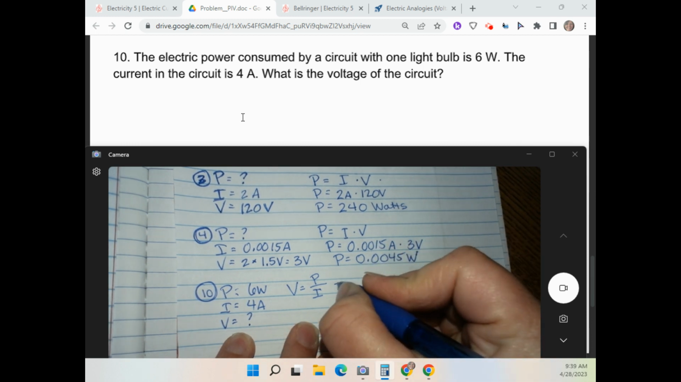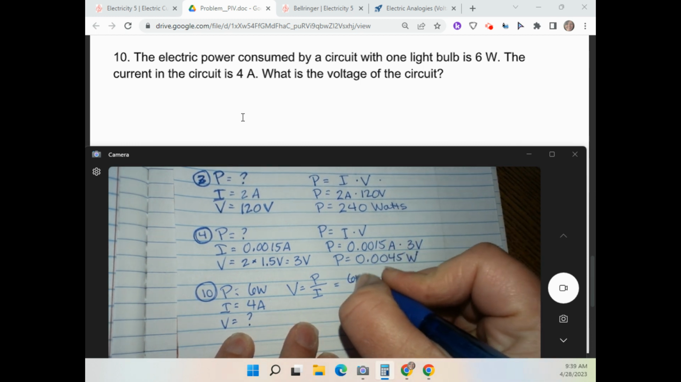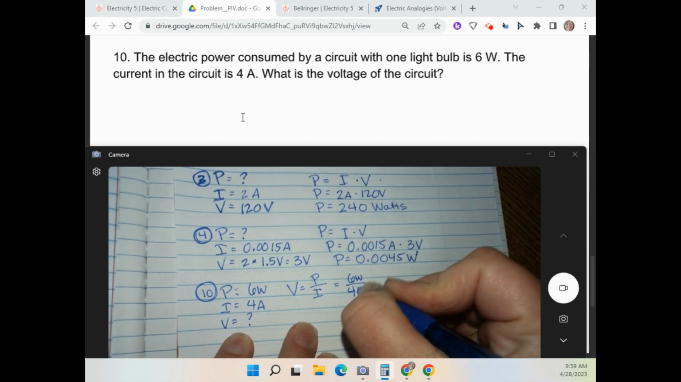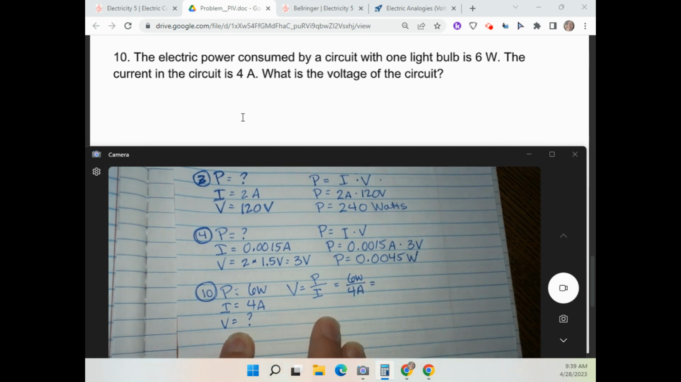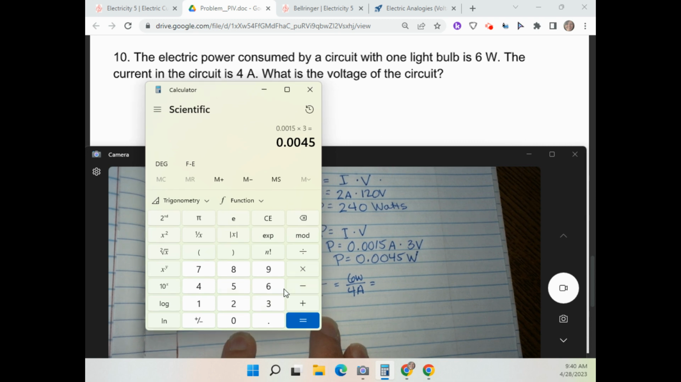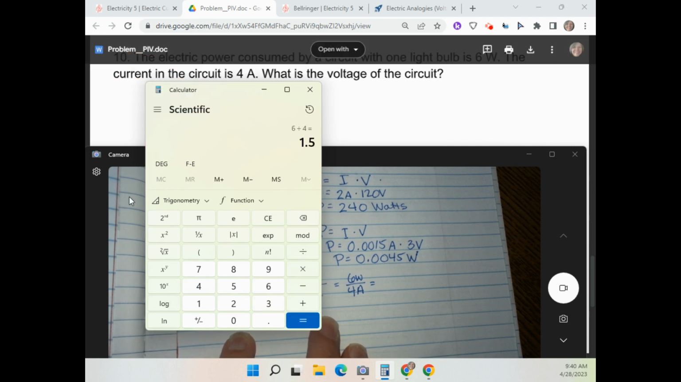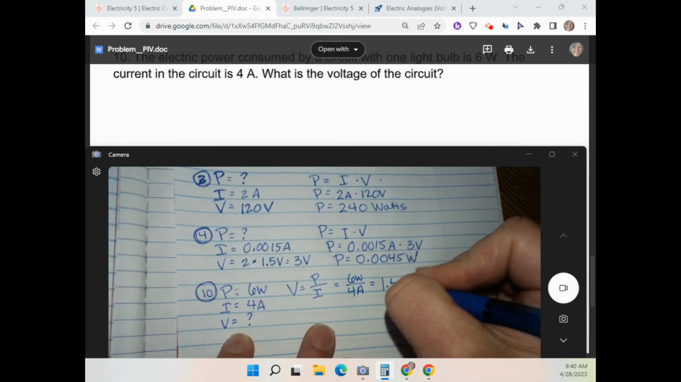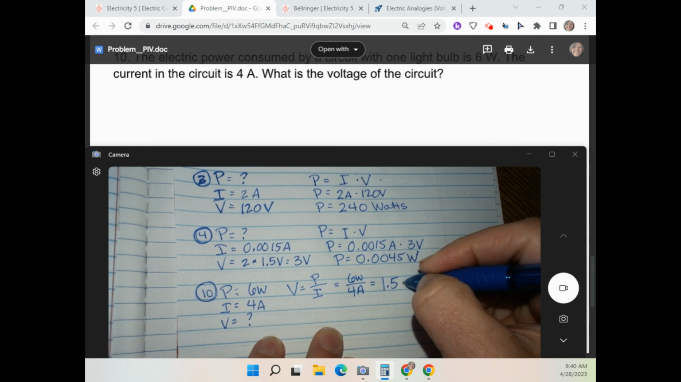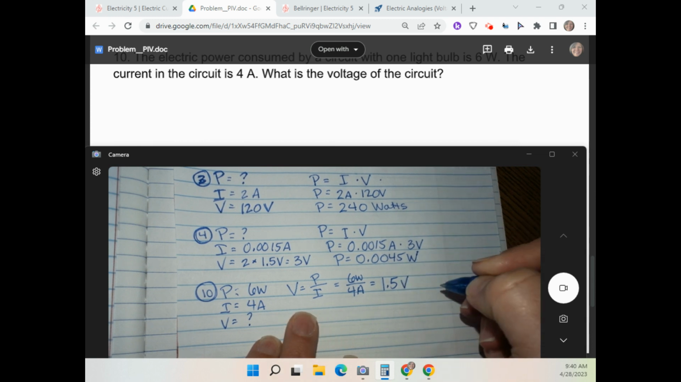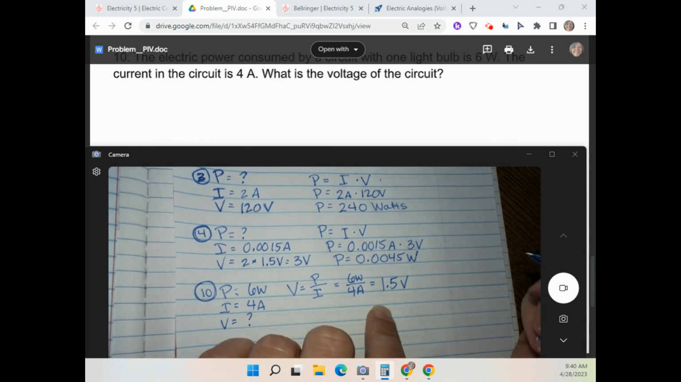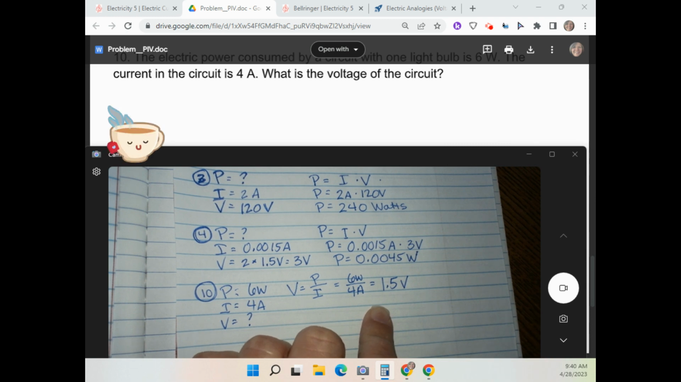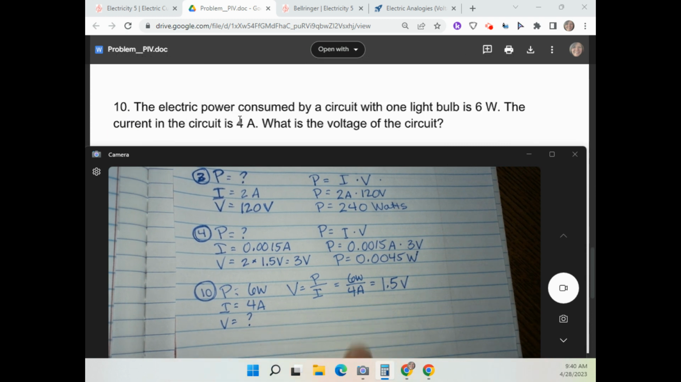Okay, so then I can just plug them in. 6 watts divided by 4 amps equals, and don't be afraid to use your calculator. We don't want to make any silly math mistakes. So 1.5 is our answer. Okay, so the total voltage of the circuit is 1.5.